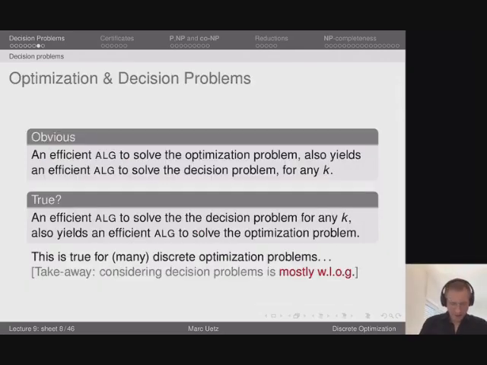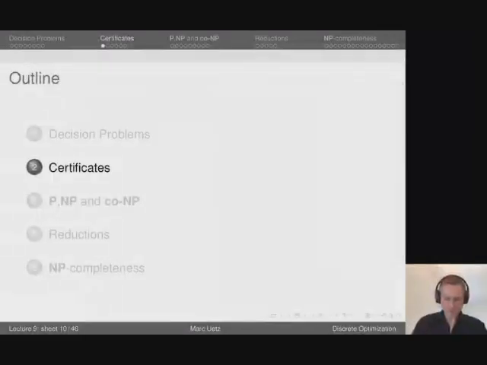So once again, the bottom line is that restricting to decision versions of optimization problems is mostly without loss of generality when it comes to computational complexity or the existence of efficient algorithms. I showed you one example for matching, and for all problems that we are talking about, more or less the same can be done. Okay, so that was the first ingredient. So we know, or we have convinced ourselves, that the restriction to decision problems is no loss of generality.